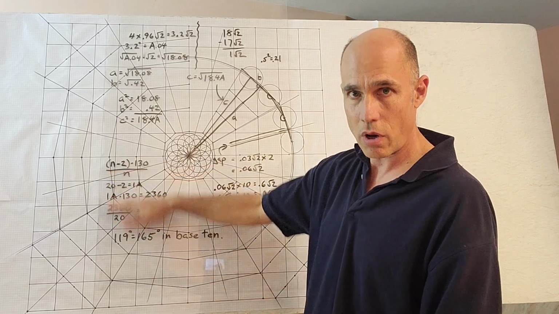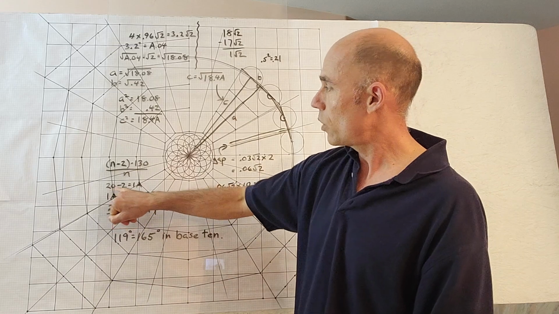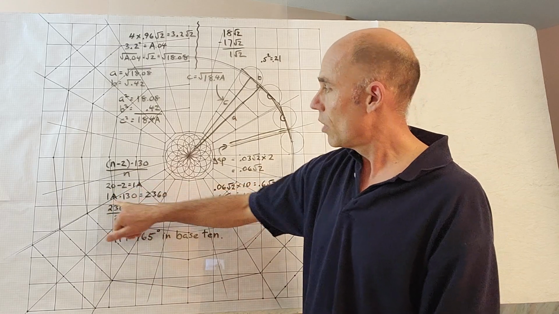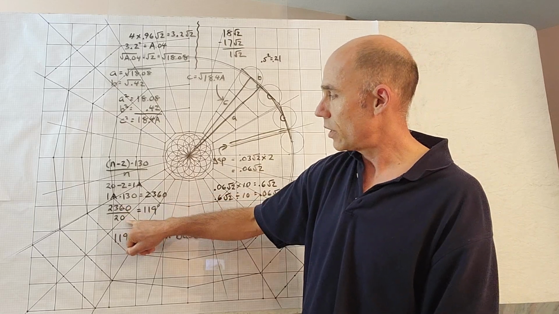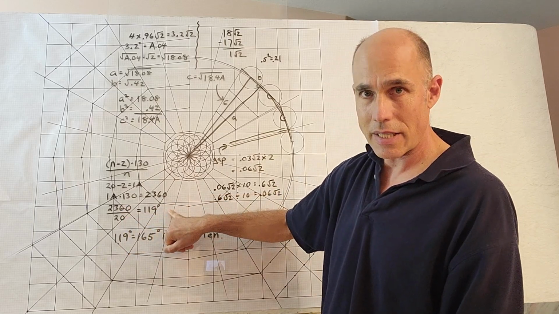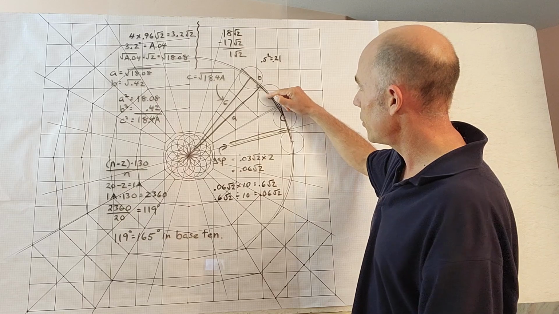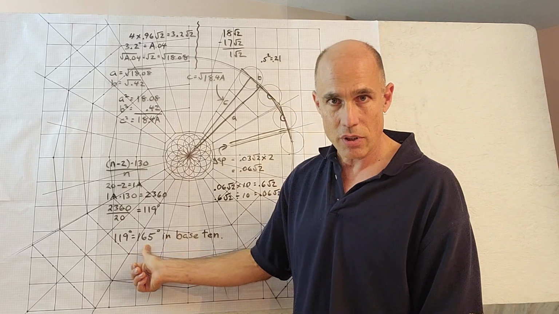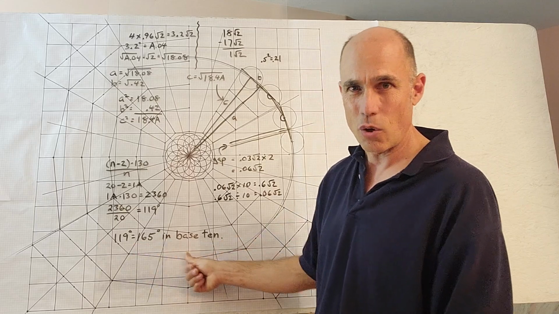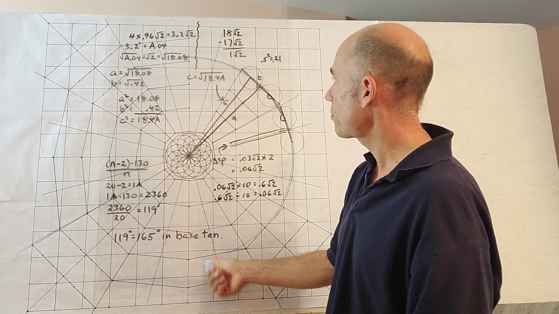So the base 12 version of that equation: 20 minus 2 equals 1a. 1a times 130 is 2360. 2360 divided by 20 is 119. So this angle is 119 degrees in base 12, which is 165 degrees in base 10, just so you know what that works out to be.